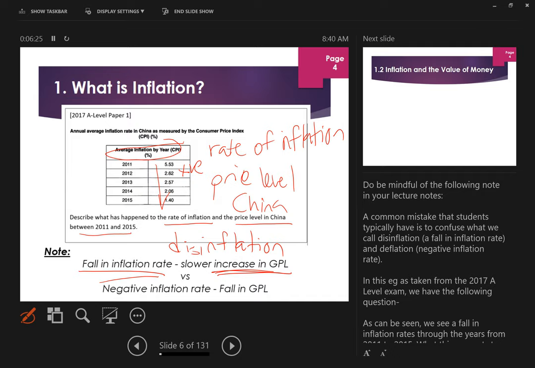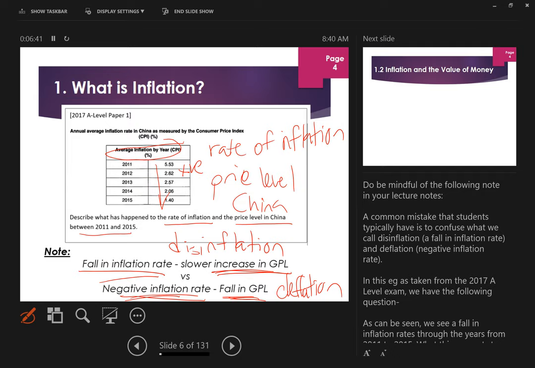What about this phenomenon here? Negative inflation rate and a fall in GPL. What is this phenomenon known as? This phenomenon is known as deflation, which we will touch on later on.